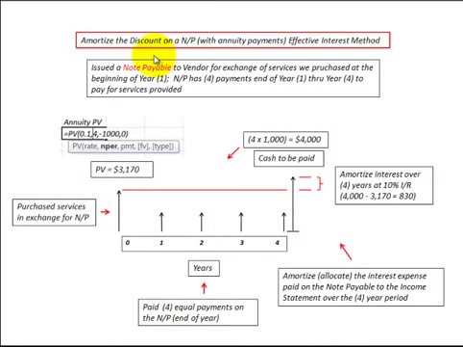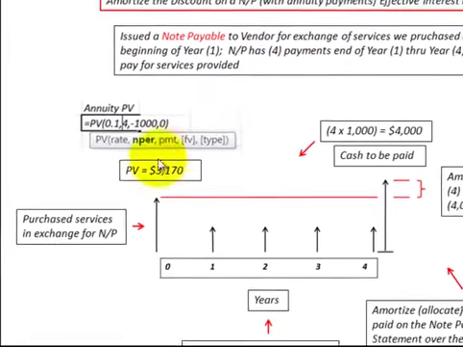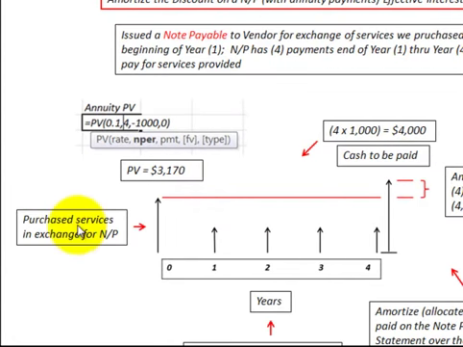Okay, what I'm going to demonstrate here is how to amortize the discount on a notes payable, and a notes payable would have annuity payments, and we'll use the effective interest method. So what is our notes payable here? Say for example we purchase services in exchange for notes payable here in the beginning of year one, and then at the end of the next 4 years we pay for those services here. So for example, we'd pay $1,000 at the end of each year for those services that we purchased.